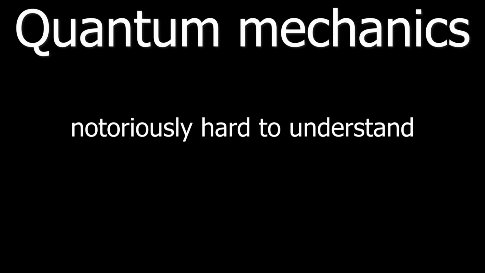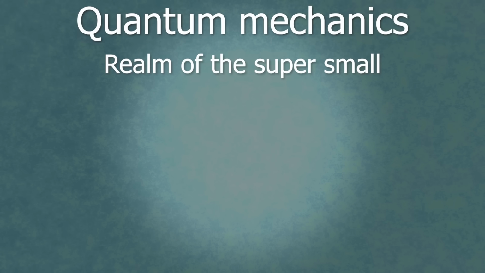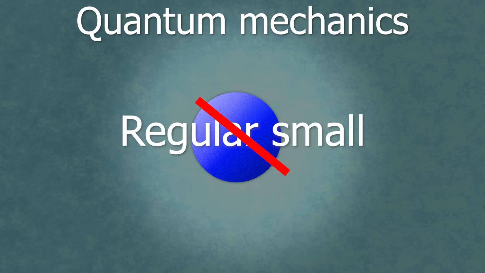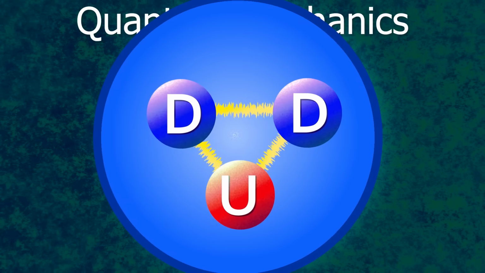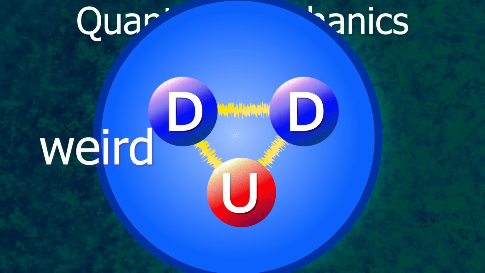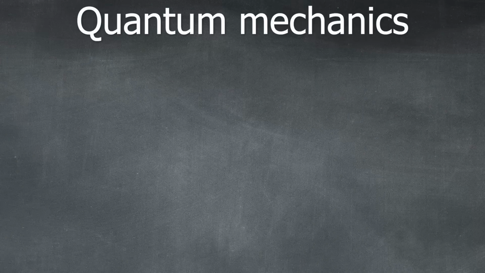Quantum mechanics is notoriously hard to understand. Later in this video I will talk about some effects and observations about quantum mechanics, so all you gotta know for now is that quantum mechanics is the science of what goes on in the realm of the super small. We're not talking regular small here, we're talking sizes smaller than atoms. It turns out things get pretty weird once we reach that scale, and quantum mechanics is the science of what goes on in there.